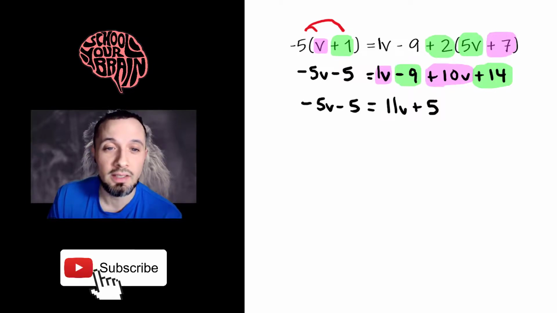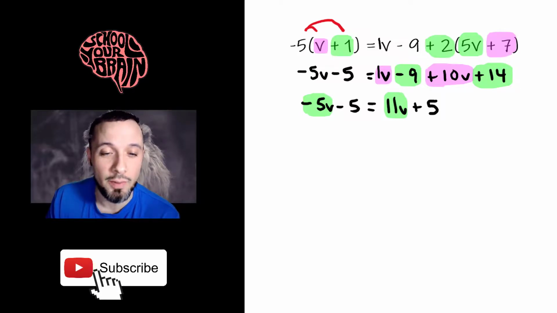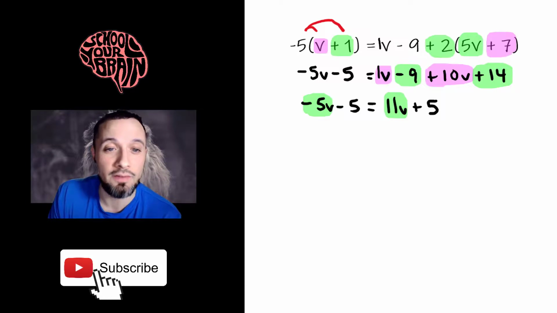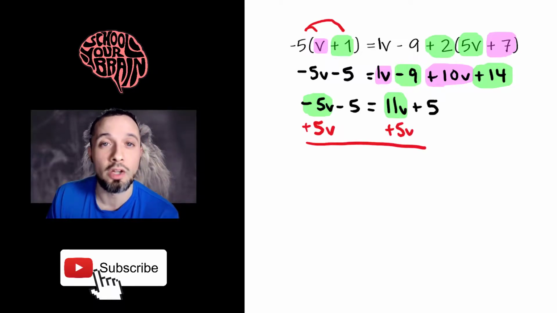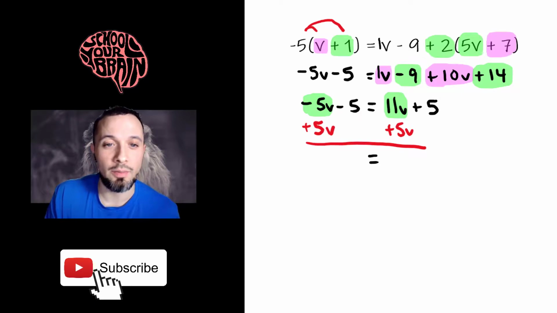In this case, I'm going to look at the smaller value and I'm going to start with the variables. I have the -5v and the 11v here. The smaller one is -5, so I'm going to make a zero pair with that, meaning use the opposite value. The opposite of -5 is +5, which means I'm going to use the addition property and add 5v to both sides. The reason why I like to target the smaller one is because when I use the addition property or subtraction property, it'll end up with a positive value in the end. I'm going to bring down my equal sign and simplify.